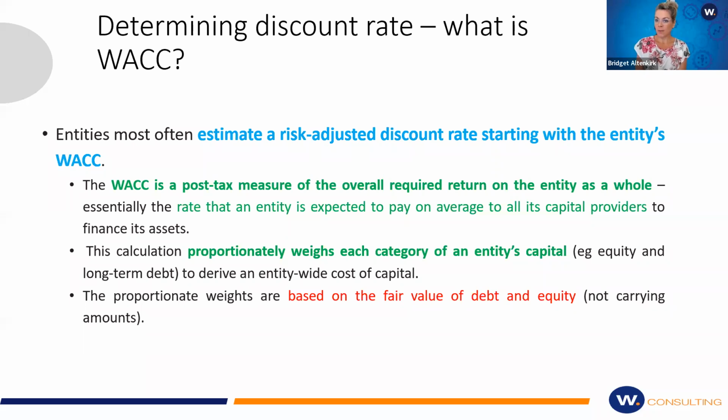And this is where in the determination of your WACC or your weighted average cost of capital, there's the proportionate weighting of the cost of equity and the cost of debt or the cost of your long-term debt. And you weight it proportionately based on the fair value of the debt and the equity components. So this is where an entity would need to go and work out what is the fair value of equity and what is the fair value of their long-term debt. And they would need to determine what is the cost of equity and the cost of debt and weight that proportionately to calculate the weighted average cost of capital.